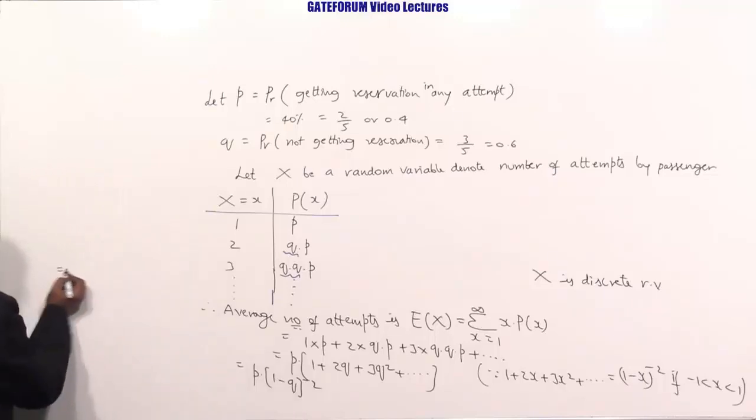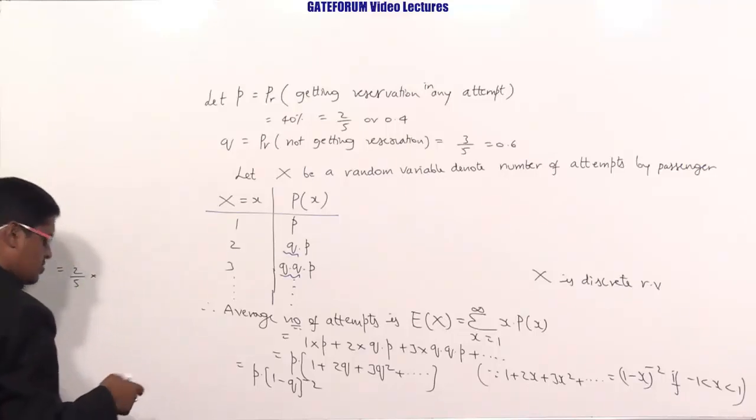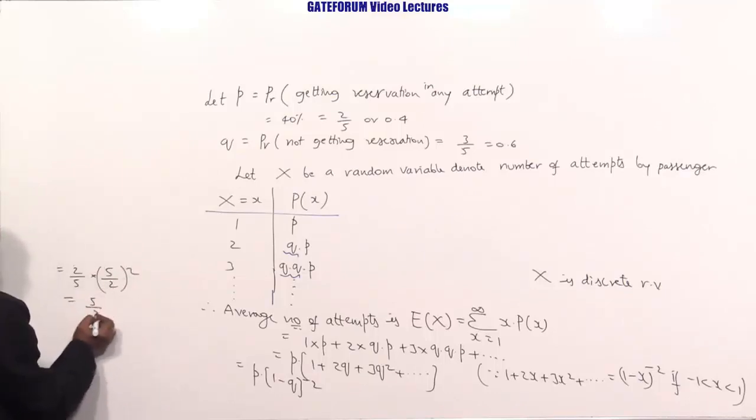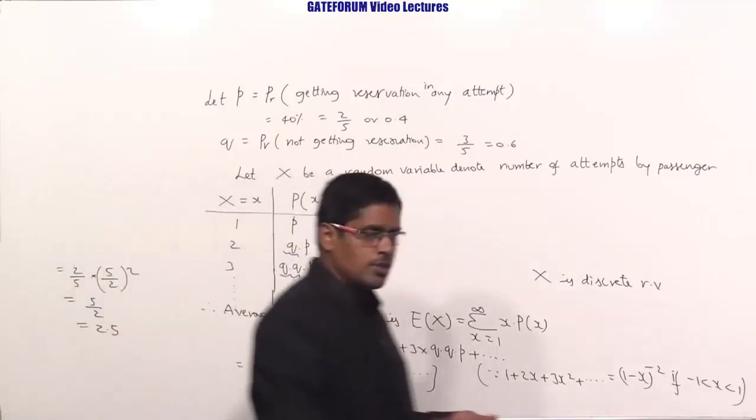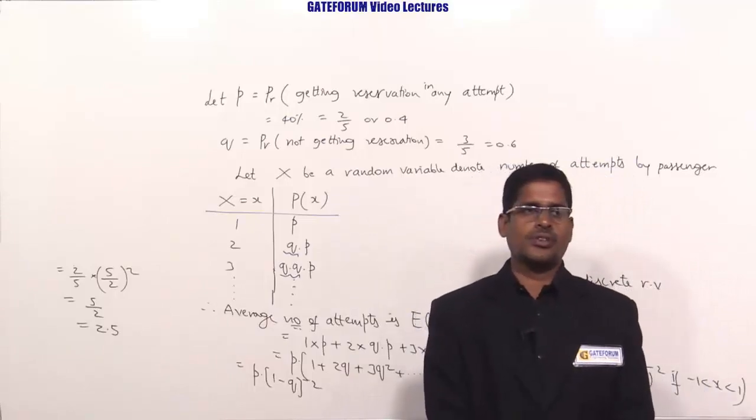So finally this simplifies. Q value is 2 by 5, so P into (1 minus Q), 1 minus 3 by 5 is 2 by 5, whole power -2 means (5 by 2) whole square. 2 by 5 and 5 by 2 cancel, leaving 5 by 2, so 2.5. On an average, 2.5 attempts. So the answer is 2.5. This is the end of the question.